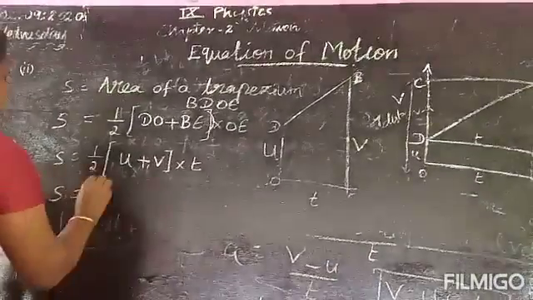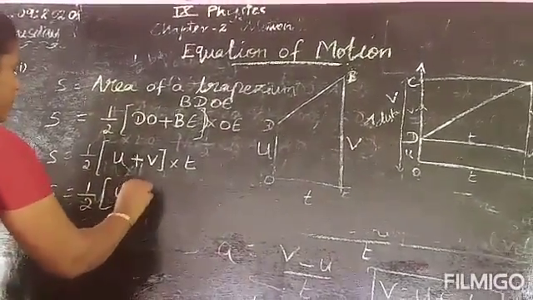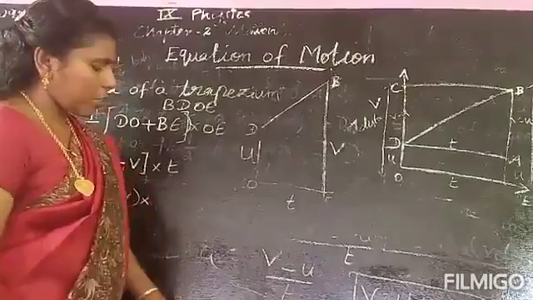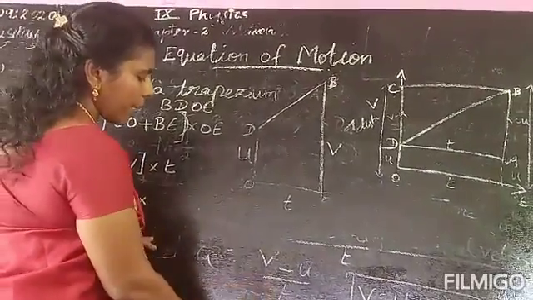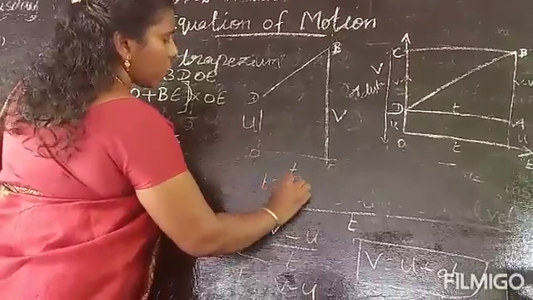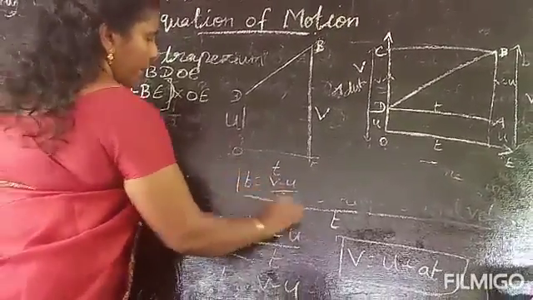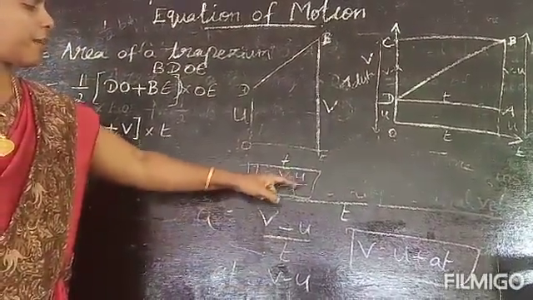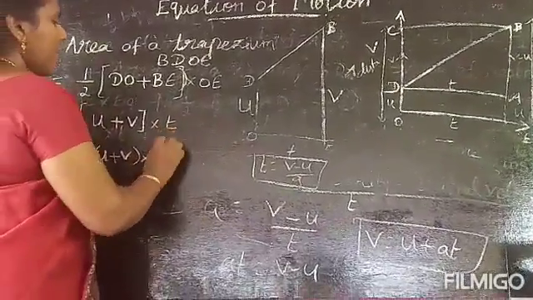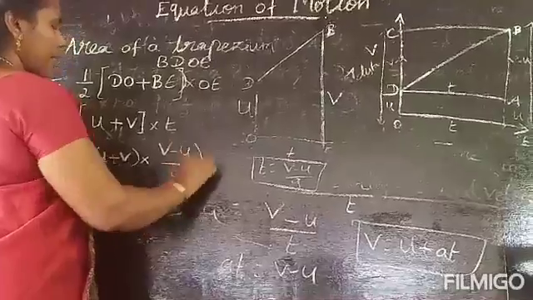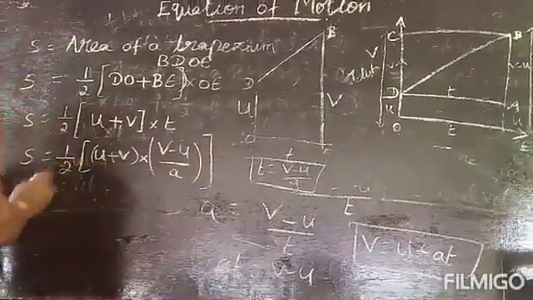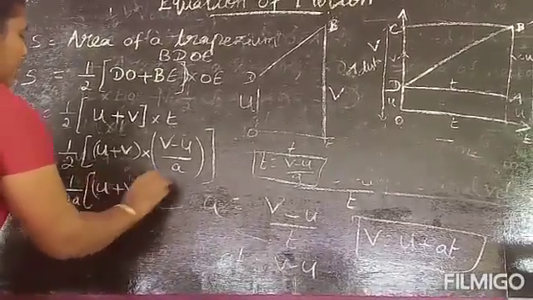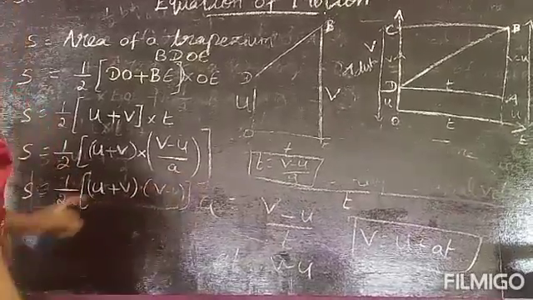So next step, S equal to 1 by 2 into U plus V into, now what's the value of T? See, this first equation, A T equal to V minus U. From there we can take T. T equal to V minus U divided by A. So instead of T, we have to write V minus U divided by A. Now this A you take here, S equal to 1 by 2A into U plus V into V minus U. Just you have to multiply.